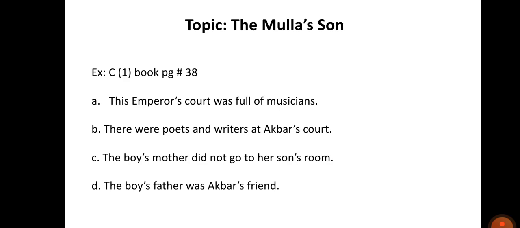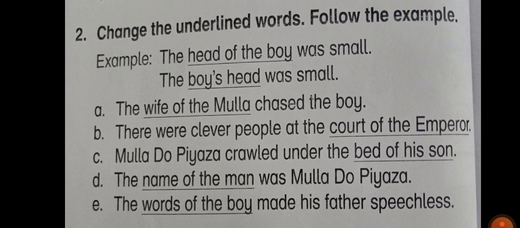Now students, after completing this question, which was question number 1 of exercise C, given on page number 38 of your English book, we have to move on to the next question. That is question number 2, which is given on the same page just after question number 1. Change the underlined words, follow the example. In the previous question we were just adding the apostrophe, but now we have to shorten the sentence as well, and add apostrophe s on our own. We have to do two things in these sentences.